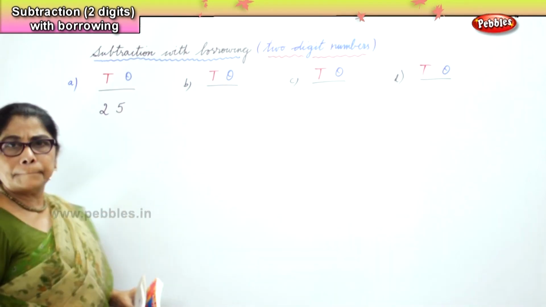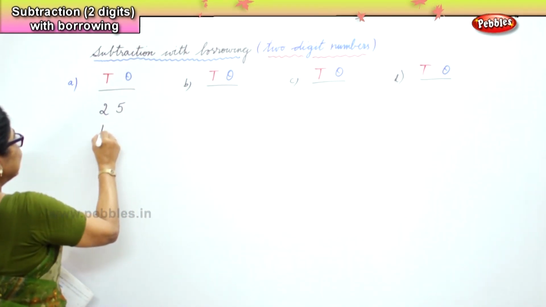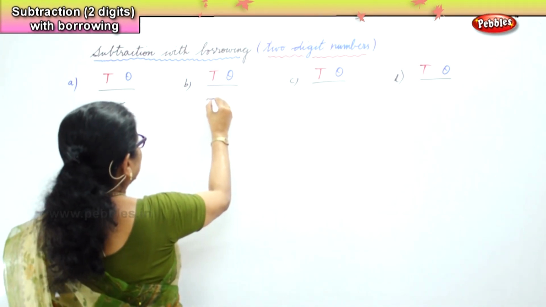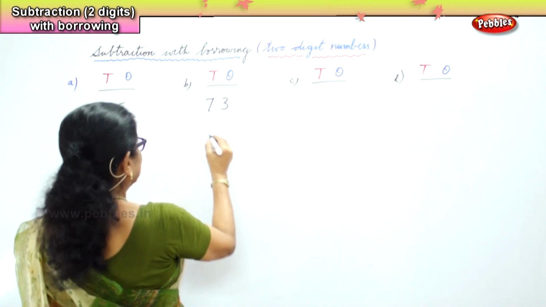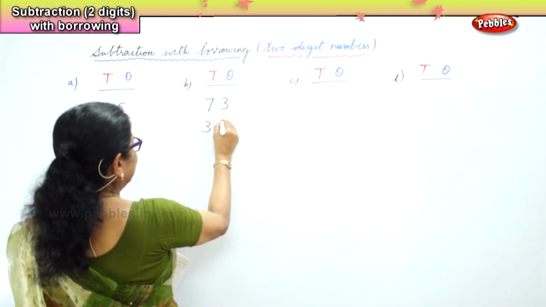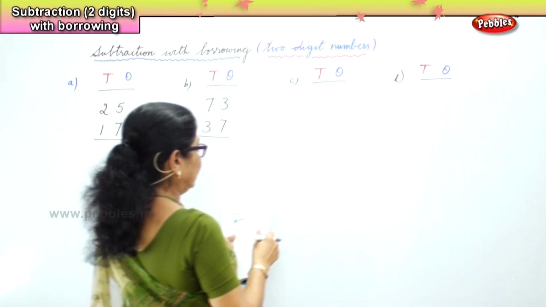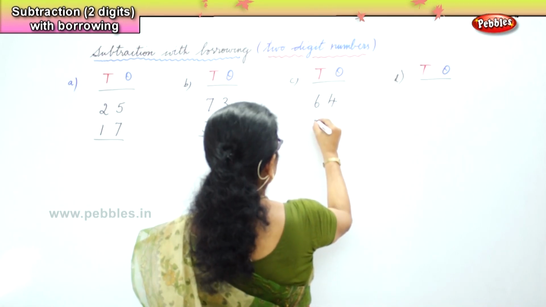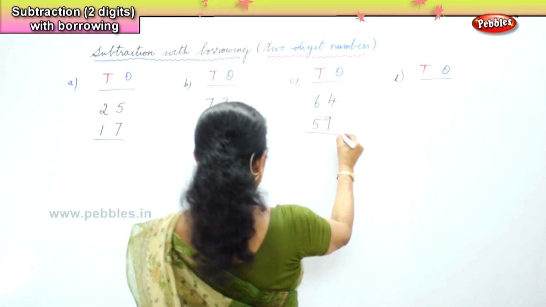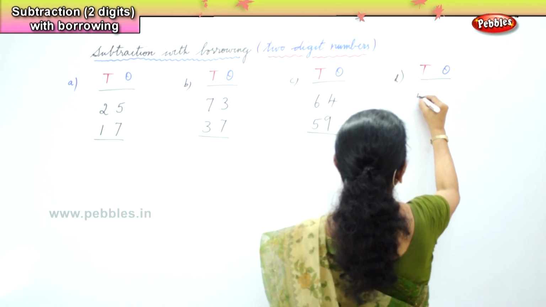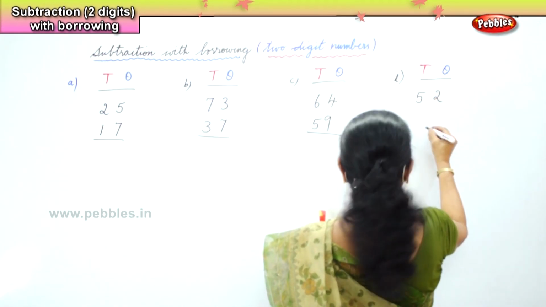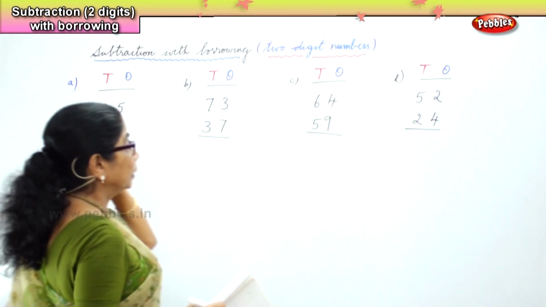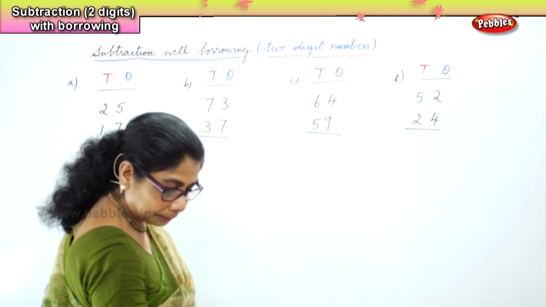25 minus 17. Okay? 73 minus 37. 64 minus 59. 52 minus 24. Okay. Now we put the minus sign.